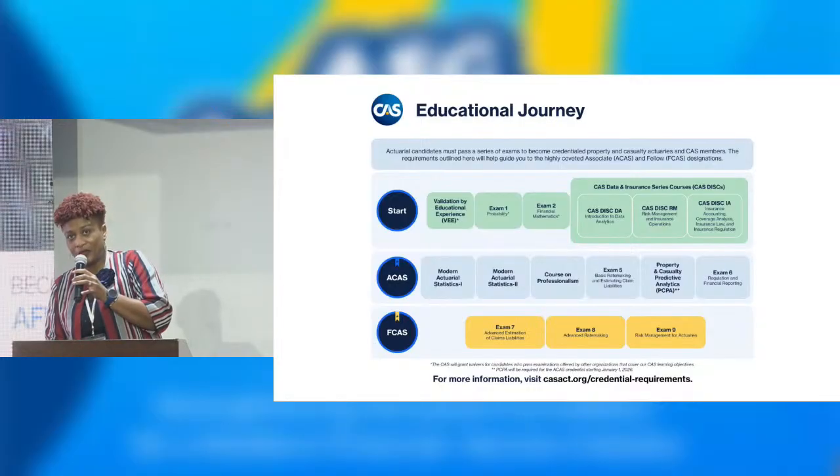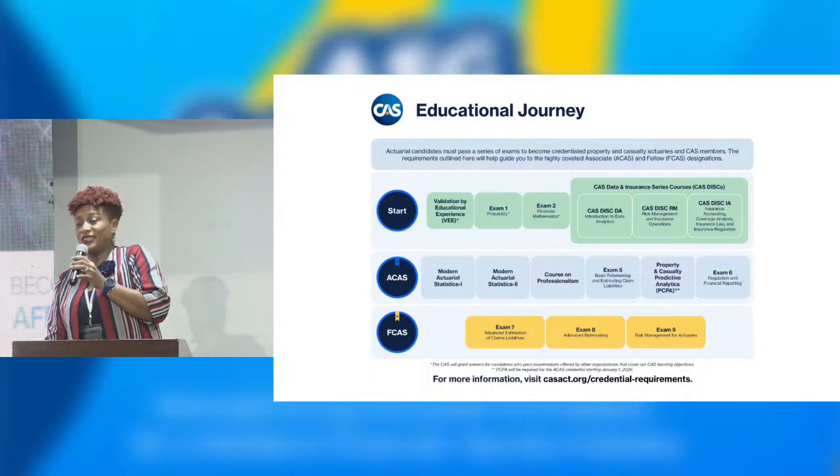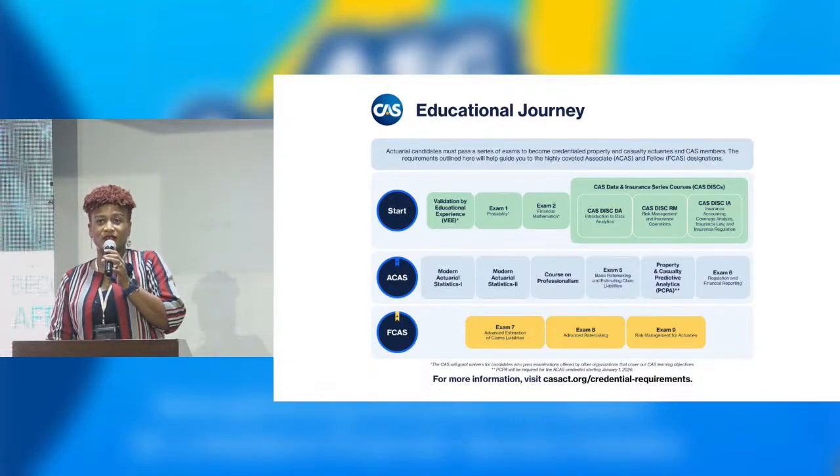Those cover first the validation by educational experience. That is very similar to the SOA. I know you guys are familiar with that. And then we have our exam 1, which is probability, same as exam P. Our exam 2, which is exam FM. So I think you guys are familiar with that.